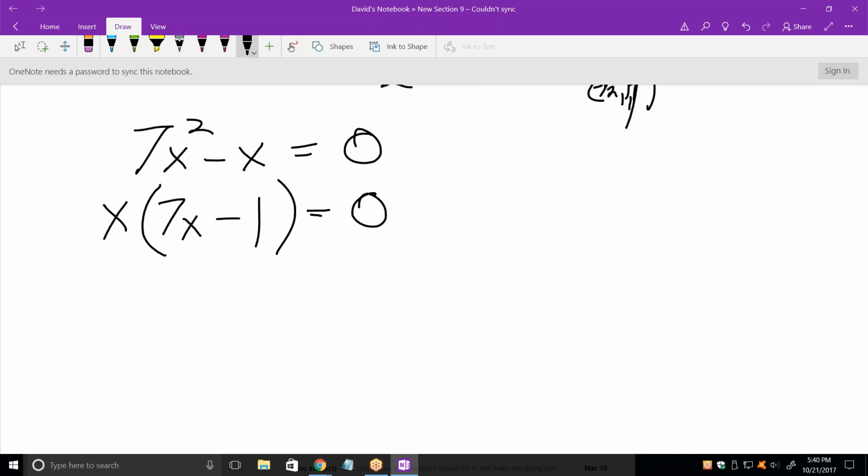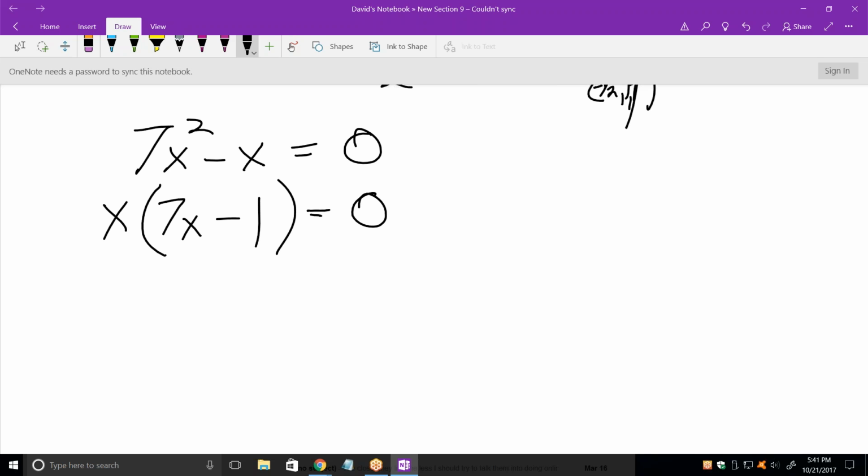Now, how do I solve that? I've got two things multiplied together equals 0. If you distribute, you'd be back to square one. There's a principle in algebra that says if you have things multiplied together that equal 0, then set each one equal to 0. That's what we did before, right? When we had x minus 1 times x plus 3, you set the x minus 1 equal to 0, and you set the x plus 3 equal to 0, and you solved. Well, same thing here.